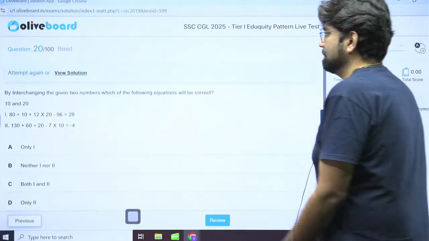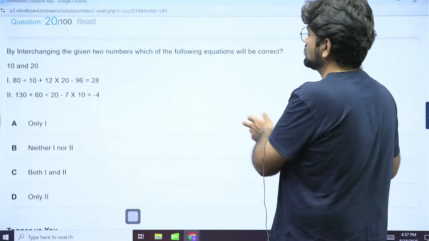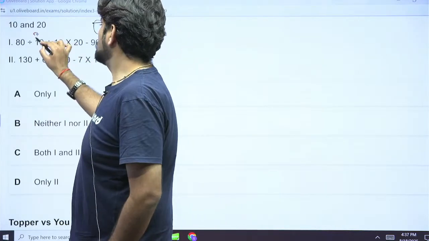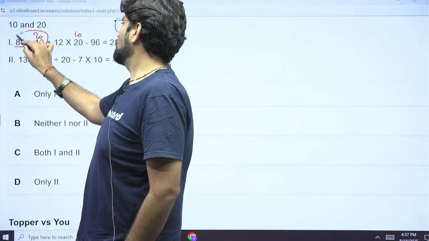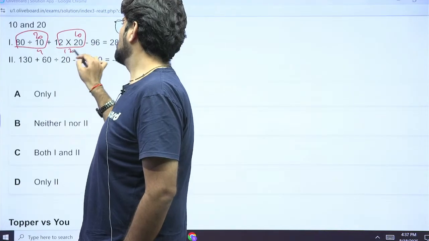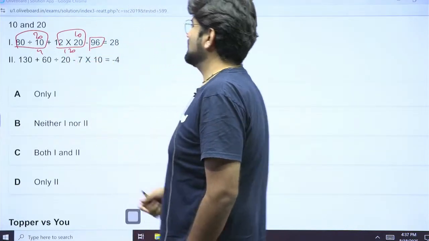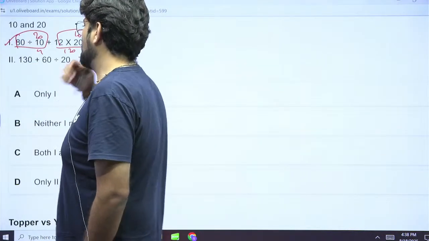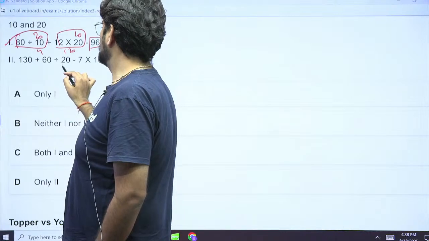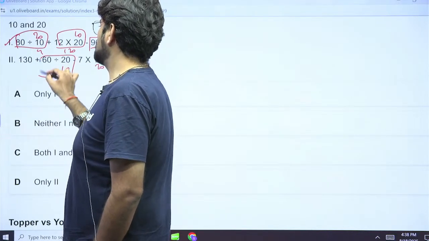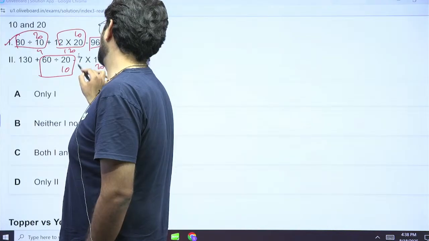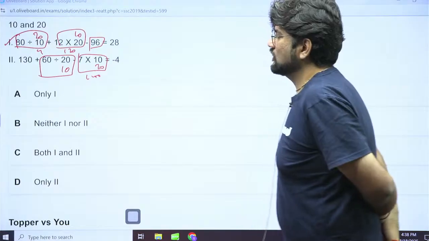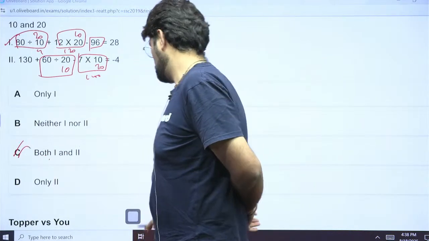Okay, next. By interchanging the given two numbers, which of the following equations will be correct? Let's see. 10 and 20 I need to change. So this is 20, this is 10. This is 4 plus 120 minus 96. 124 minus 96. Do you think it's going to work out? 4 and 24. Yeah, absolutely right. It is correct. And this is 20 and 10, no? So this is 10, this is 20. So this is 6. 130 plus 6 minus 140 is minus 4. Yeah, this is also right. So both 1 and 2 are correct.